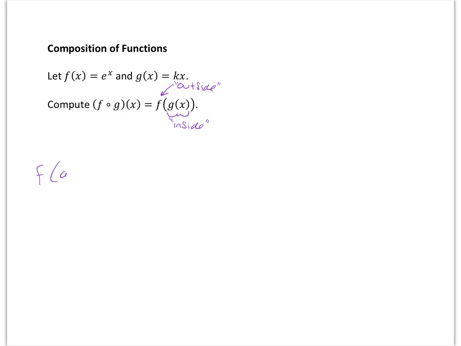So if I want to calculate f of g of x, g of x is the function k times x. So I'm just going to replace g of x with its formula. This is f of kx. Okay, so I'm plugging kx into the function f. So f of x is e to the x, so I'm going to replace the x with a kx, and this is now e to the kx.